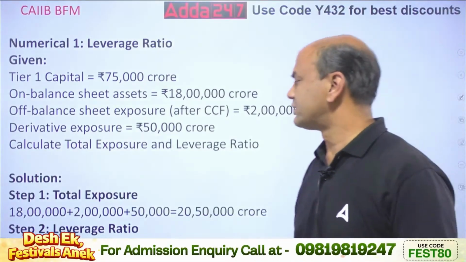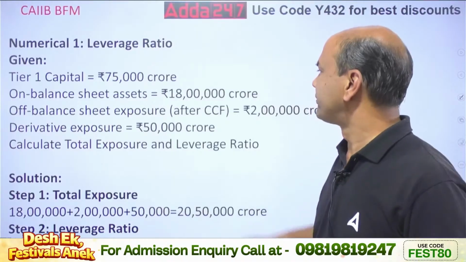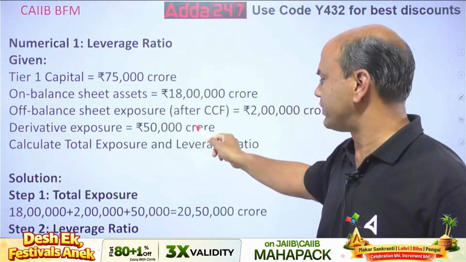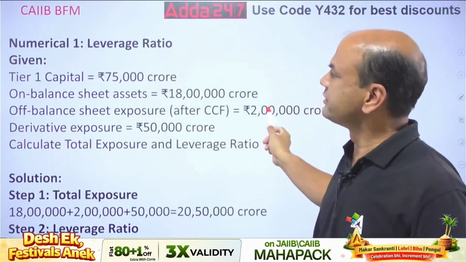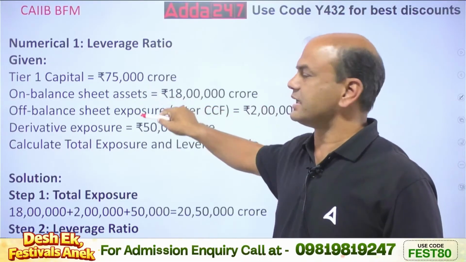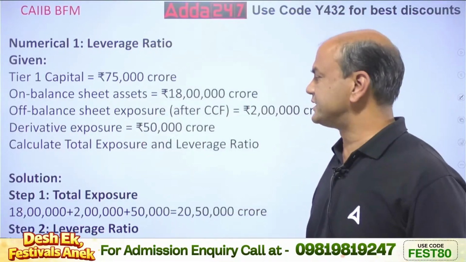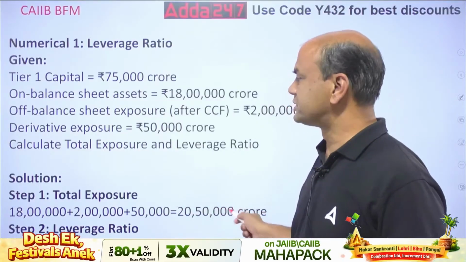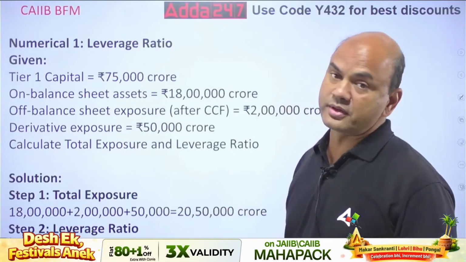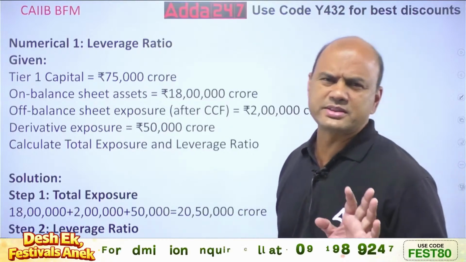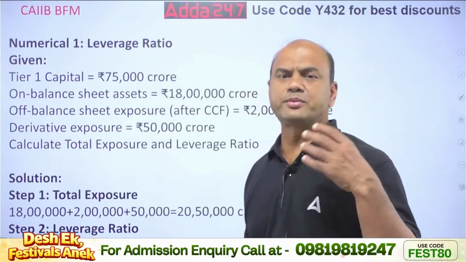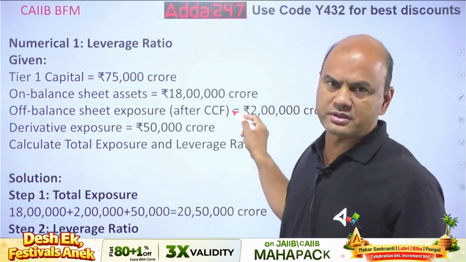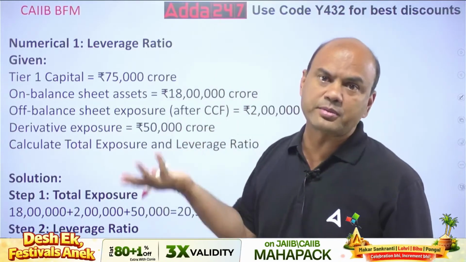See what is given. Total exposure is what? 118 lakh crore plus 50,000 crore derivatives exposure, plus 2 lakh crore. This is your total assets. Assets means exposure, loans. So this much are your loans, right? Then what is leverage ratio? The leverage ratio formula is very simple. Leverage ratio means your exposure. Some books write it capital upon exposure, some books write it exposure upon capital. Anything.